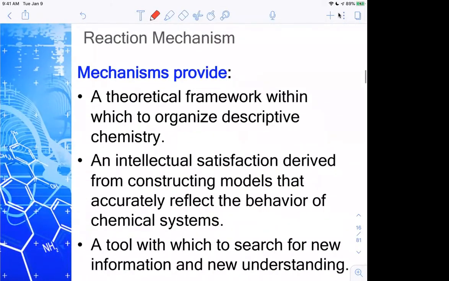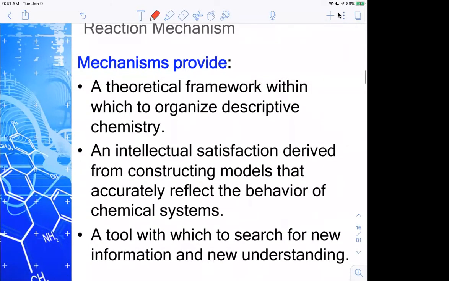So my mechanism is my theoretical framework within which to organize my descriptive chemistry. There sincerely is an intellectual satisfaction that is derived from constructing these mechanisms, from constructing models that accurately reflect the behavior of chemical systems. When I was in grad school, we would have group meetings, and literally we would just do predict the product, mechanisms, predict the product, mechanisms.